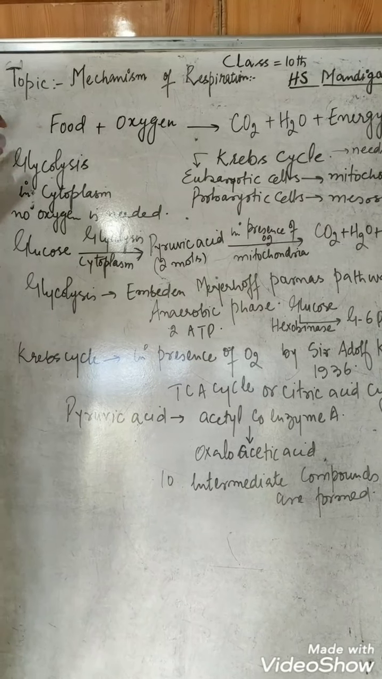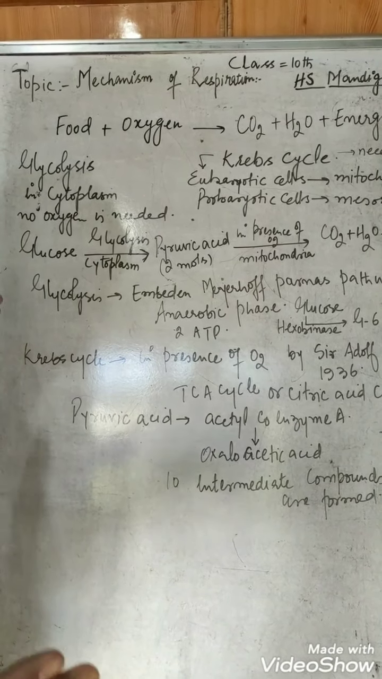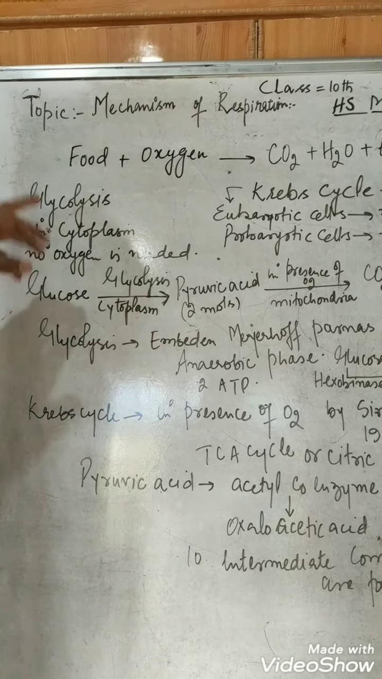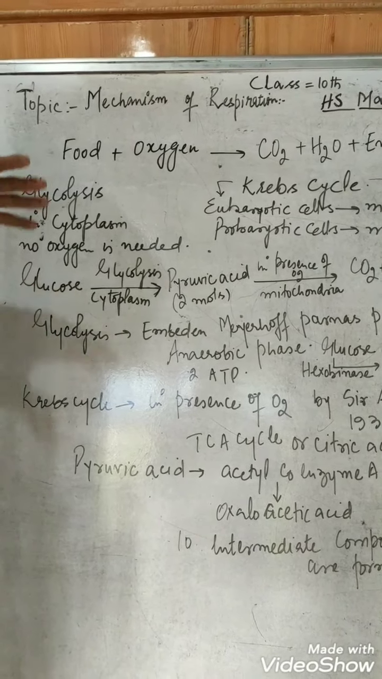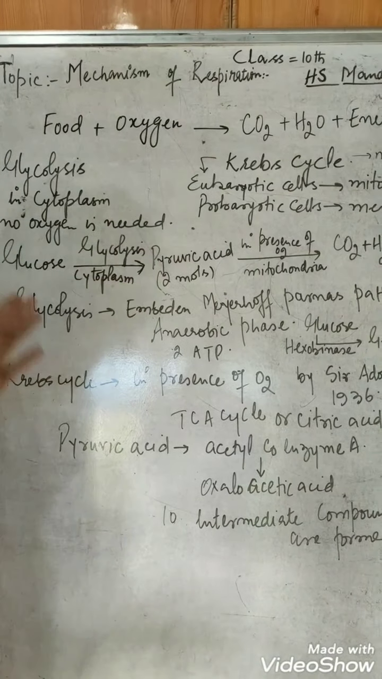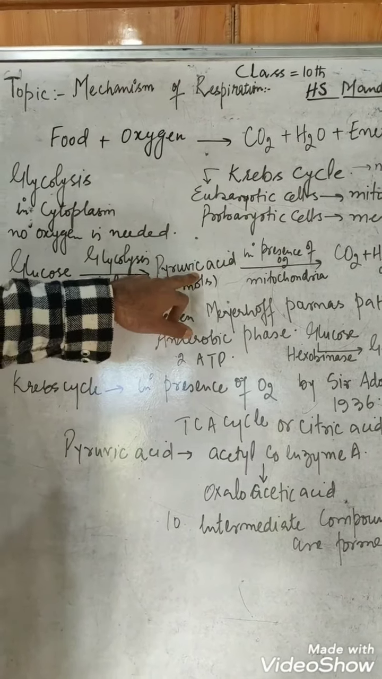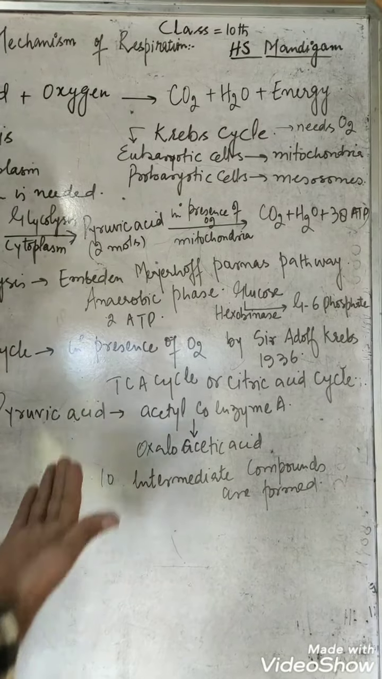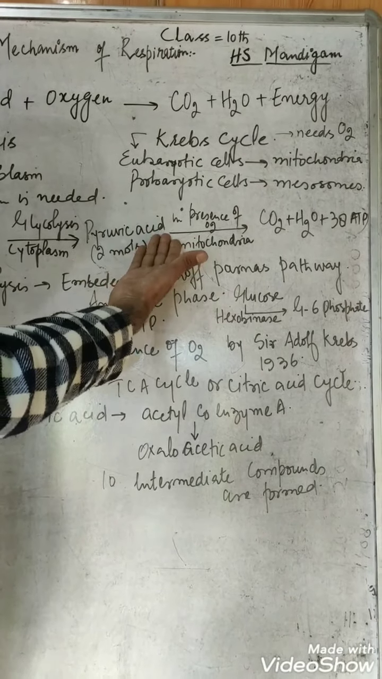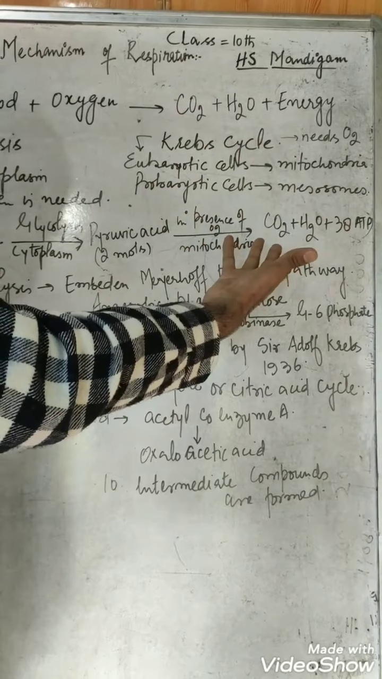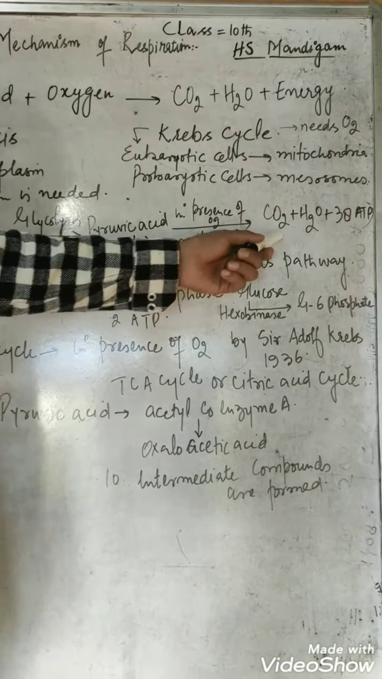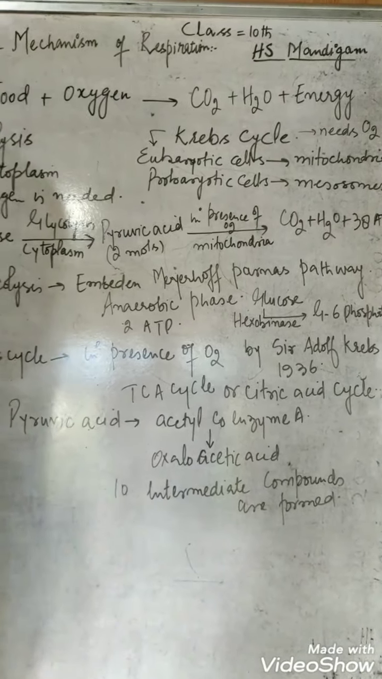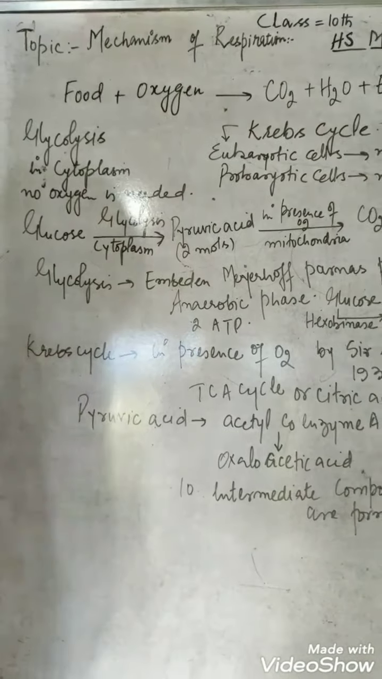What happens during glycolysis is a very complex process, so we need not go deep into it. First of all, glucose undergoes glycolysis in the cytoplasm. It is broken down finally into two molecules of pyruvic acid. And then, if oxygen is present, what happens? This pyruvic acid in mitochondria is then broken down into carbon dioxide and water, and it finally releases 38 ATP molecules.